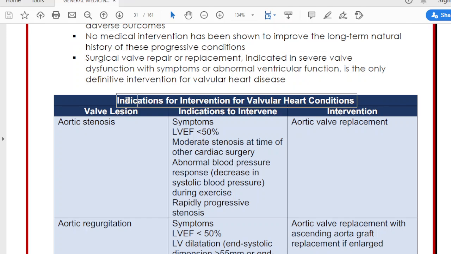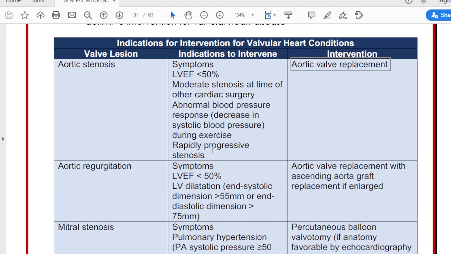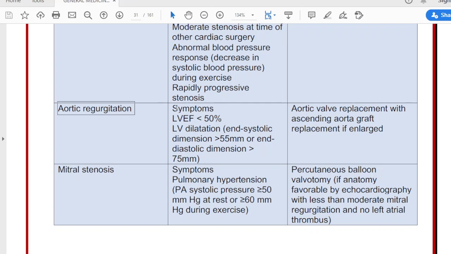Indications for intervention for valvular heart conditions. Valve lesion: aortic stenosis. Indications to intervene: symptoms, LVEF less than 50%, moderate stenosis at other cardiac surgery, abnormal blood pressure response (systolic blood pressure during exercise), rapidly progressive stenosis. Intervention: aortic valve replacement.